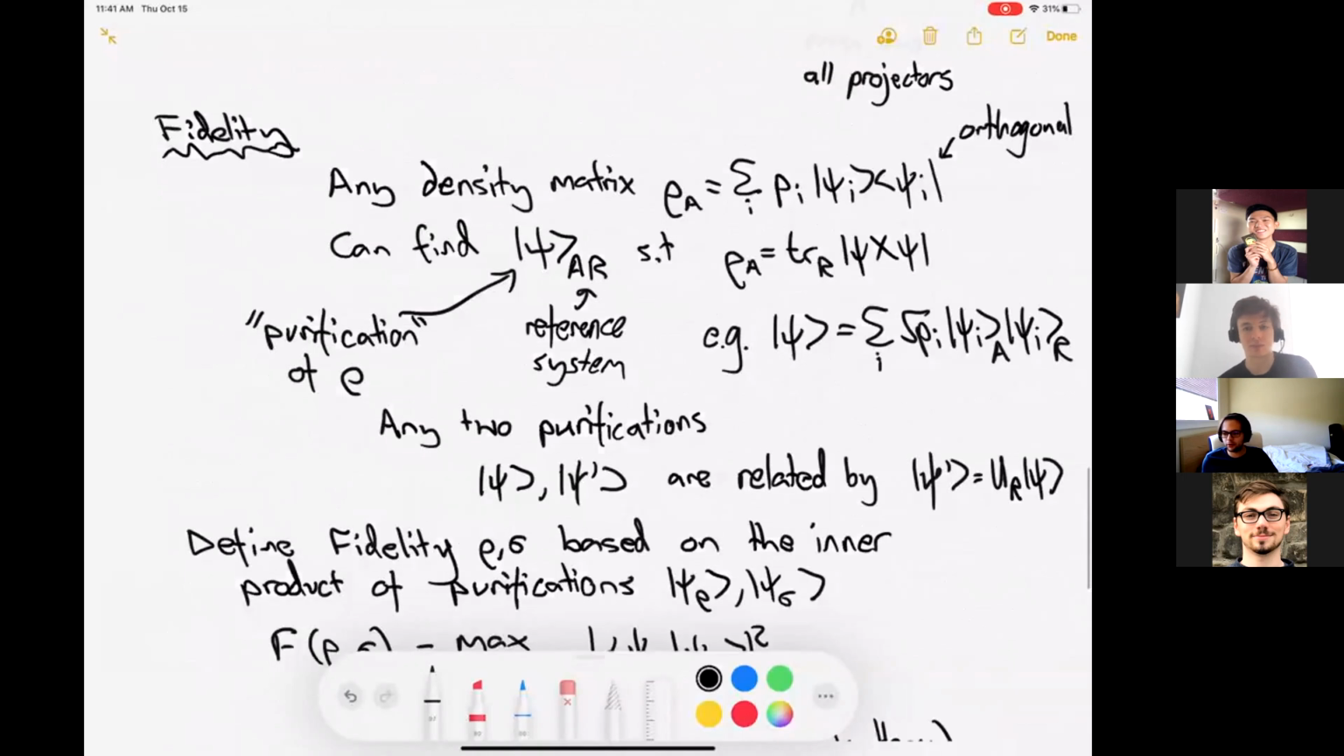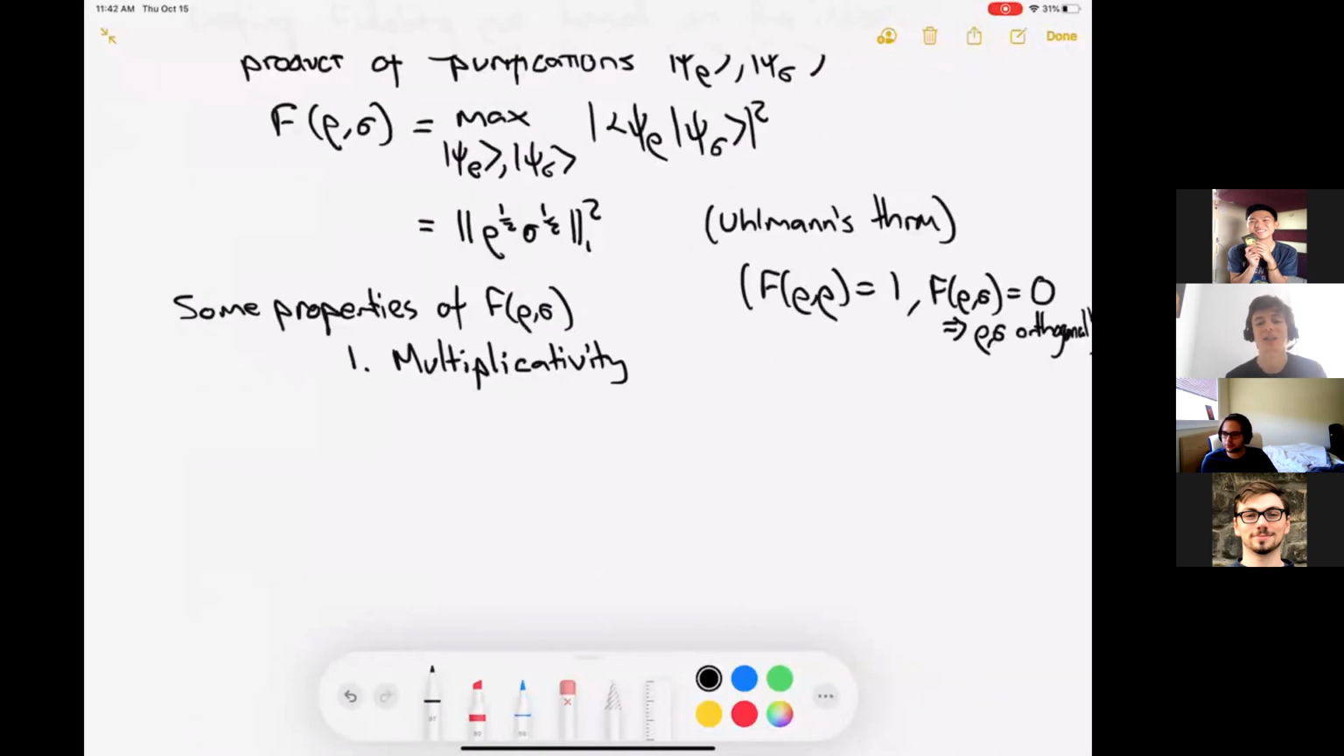What do you mean by the density matrices being orthogonal? Yeah, it's a good question. It means that rho and sigma have some support, right? They have some subspace that they don't annihilate. It means that those subspaces are orthogonal. So another definition would be that the trace of rho sigma is equal to 0.